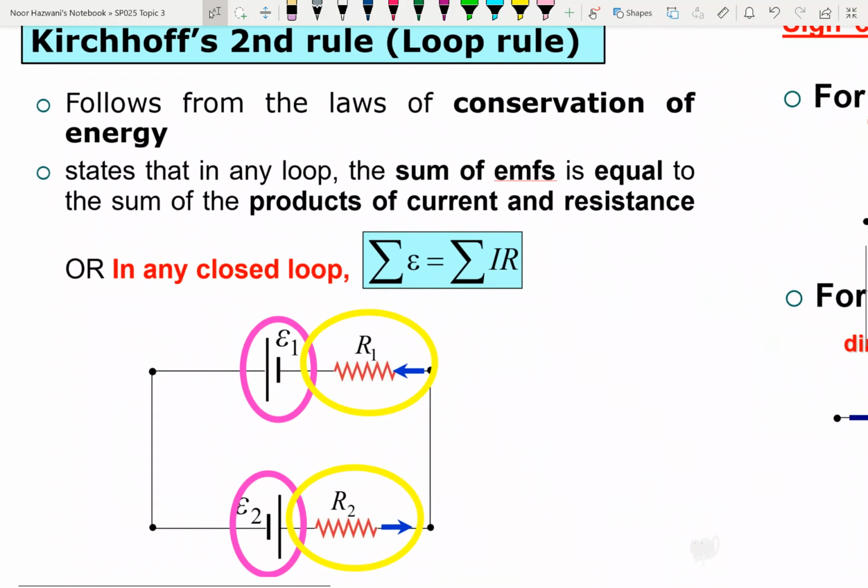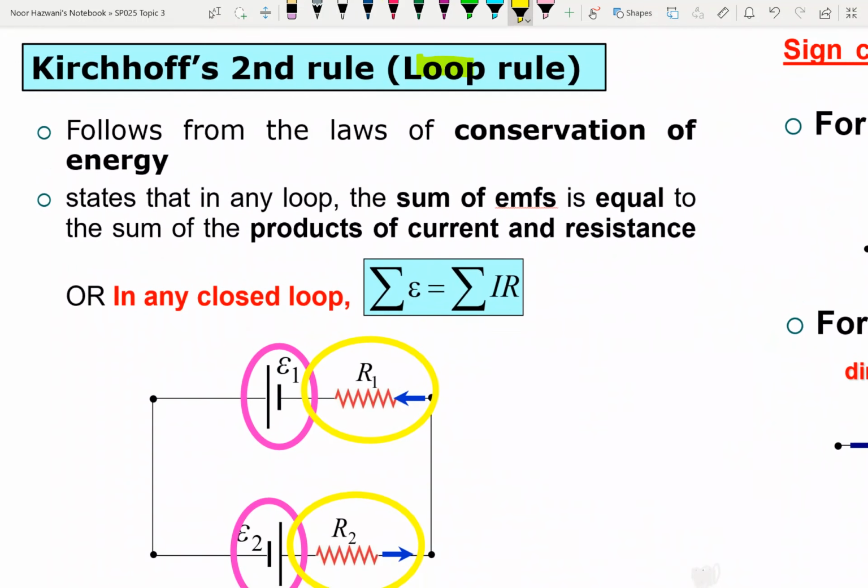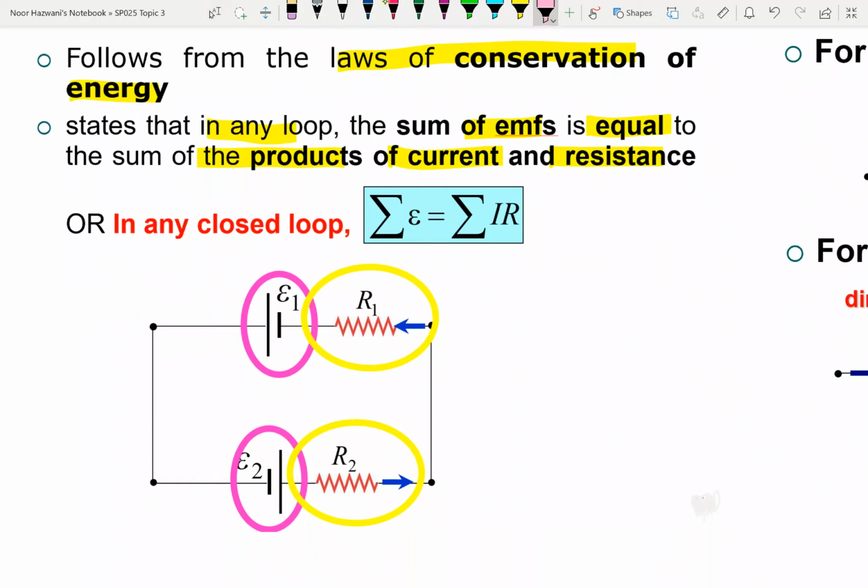Moving to the second rule, ataupun kita panggil dia sebagai loop rule. Kirchhoff second rule kita panggil juga sebagai loop rule. Okay, actually, loop rule ini dia adalah law of the conservation of the energy. In other words, it states that in any loop, the sum of the EMF is equals to the sum of the product of current and resistance. Mathematically, we can write down as summation of EMF equals to summation of IR.